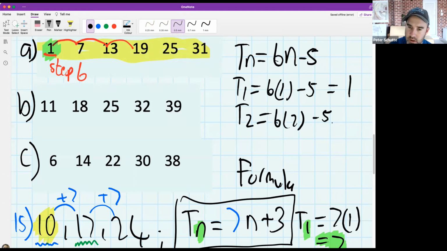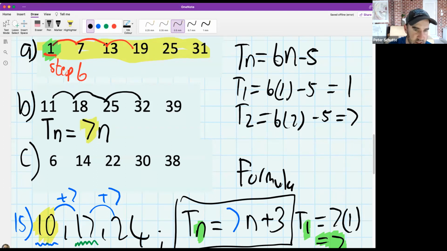T2 is 12 minus 5, which is 7. Yeah, so things are going well. And then I'm going to speed up a little bit for B. And I'm going to say automatically, I'm jumping straight to where I put the 7 in, because I notice this is going up in 7s. But now I have to balance it.